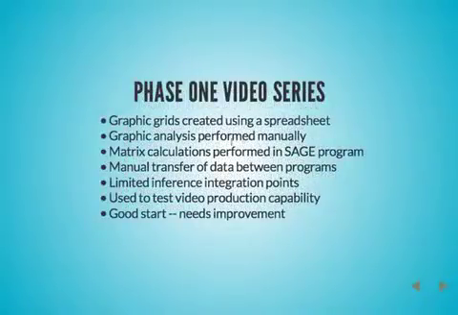So the phase 1 video series had graphic grids that were created using a spreadsheet. The graphic analysis was performed manually. Matrix calculations were performed in a Sage program, and then data was transferred manually between the Sage program and the spreadsheet. So there were limited inference integration points because it was done manually, and it was used to test the video production capability. I used a Linux-based system the last time. This time we're using an Apple-based system. We'll see how it goes. It was a good start, but it really needs some improvement. So we'll see if we can do that here.